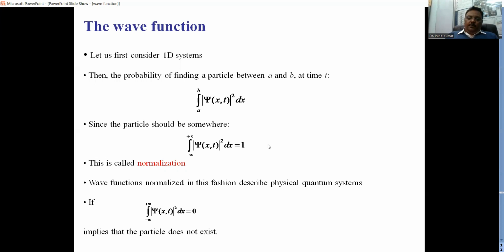If the integral in the limits minus infinity to infinity of the square of the wave function is 1, we say that the wave function is normalized, and the process is called normalization. If this integral is 0, then the particle does not exist at all.